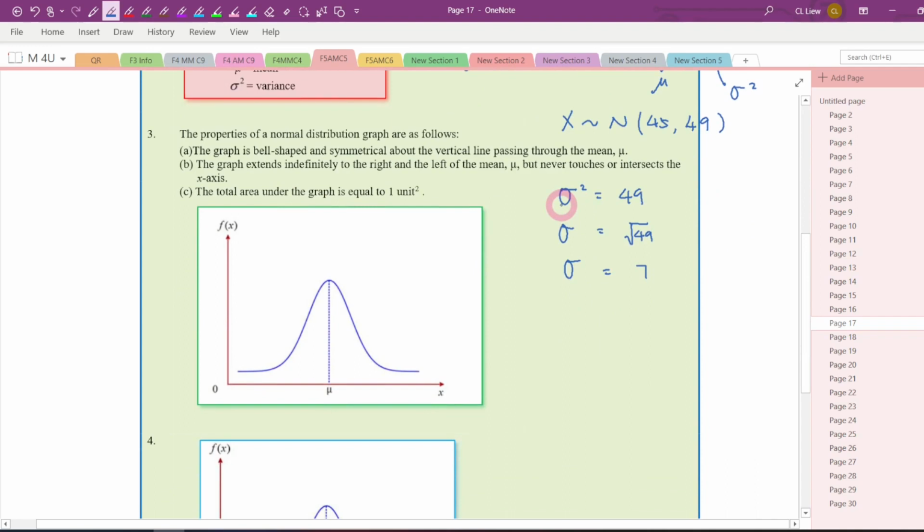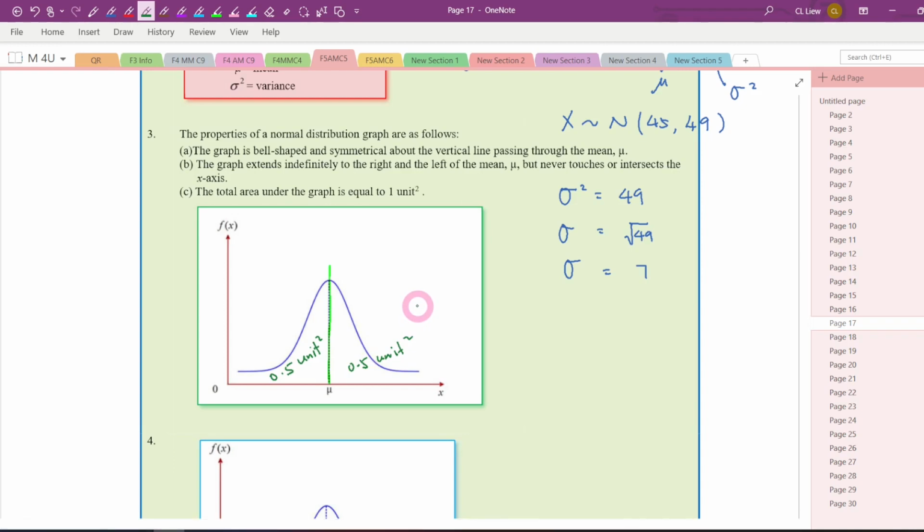Okay, now let's look at some basic properties of a normal distribution graph. The graph is a bell-shaped graph, and this graph is symmetrical along the line passing through the mean of the normal distribution. This graph extends indefinitely to the left and to the right. The area under this graph is equal to 1 square unit. Since this graph is symmetrical along this line passing through the mean, the left hand side will be 0.5 square unit and the right hand side will be 0.5 square unit as well. So these are the few basic properties of a normal distribution graph.